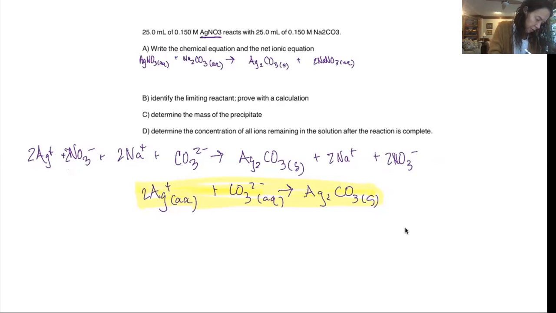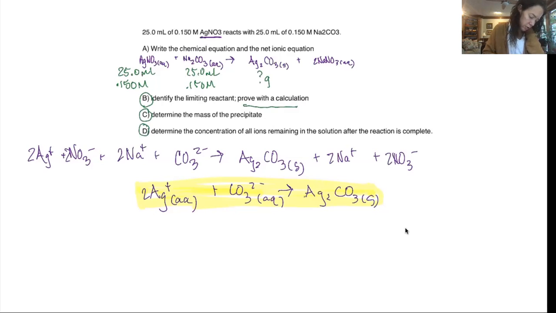I've got 25.0 milliliters of this, and it's 0.150 molar. I've got 25.0 milliliters of this, and it is also 0.150 molar. I need to identify the limiting reactant and prove it with a calculation. I need to determine the mass of the precipitate, that is grams, and I need to determine the concentration of all ions remaining in the solution after the reaction is complete.